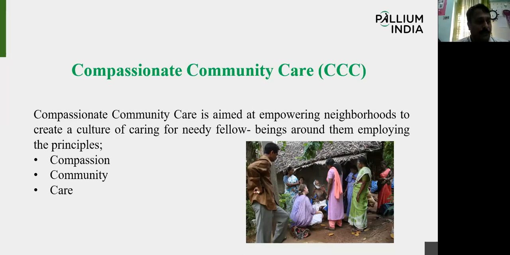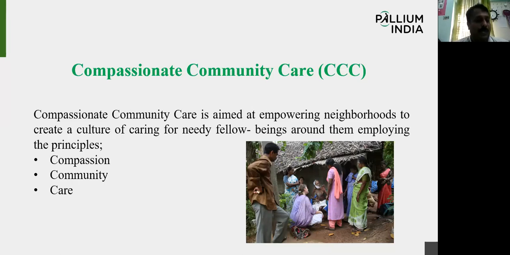Then the community: everyone has the right to information, education, and support to assist them in finding answers, getting assistance, and making informed decisions that respect individual beliefs, values, and needs. That is the involvement of the community in that particular activity or care system.